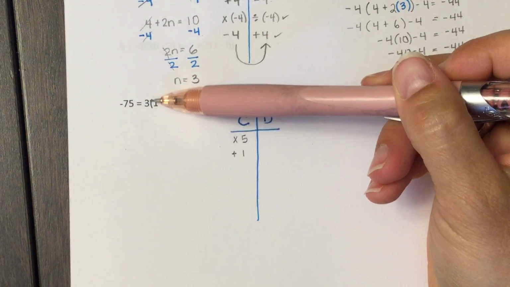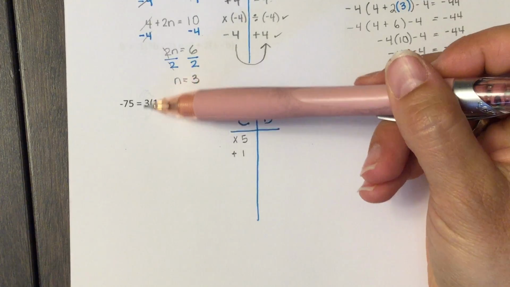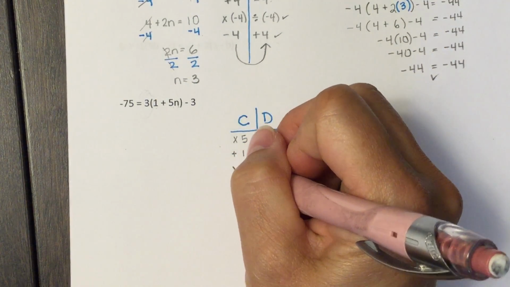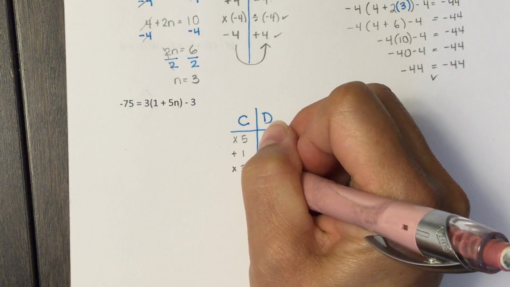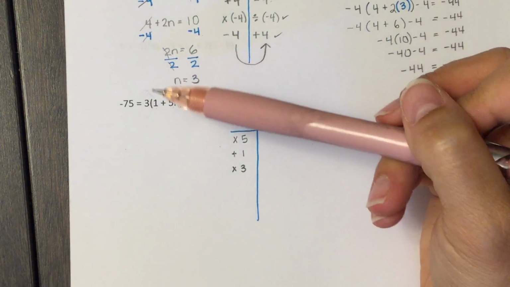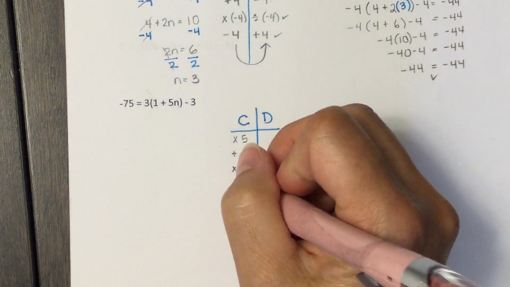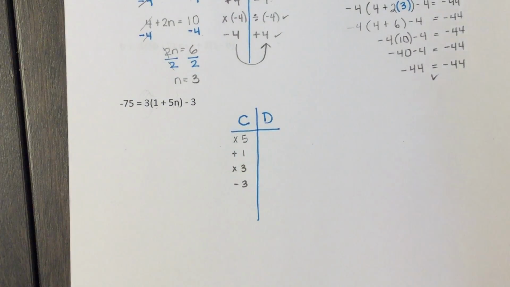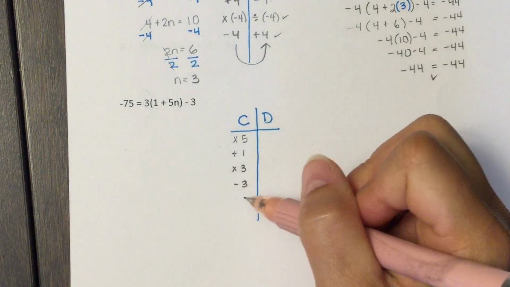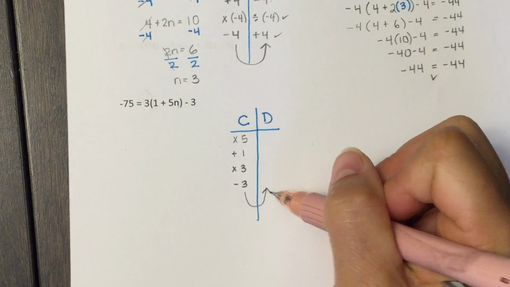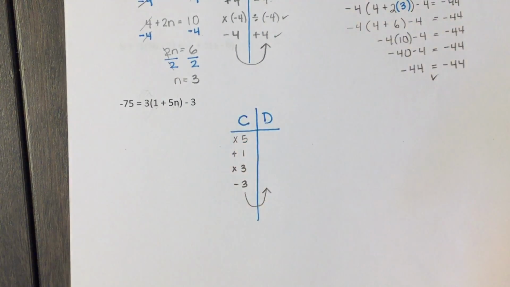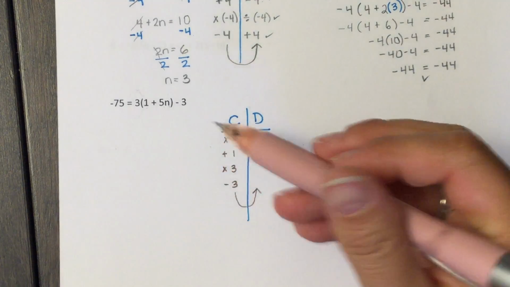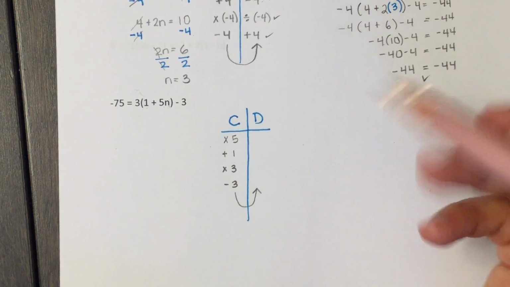Outside the bracket we have 3, so multiply by 3, and then everything is subtracted by 3. So I'm going to pause here, and I want you to try set up your deconstruction. How are you going to deconstruct this and then solve for n and check it? I'll go through it right now, but I want you to try it yourself.